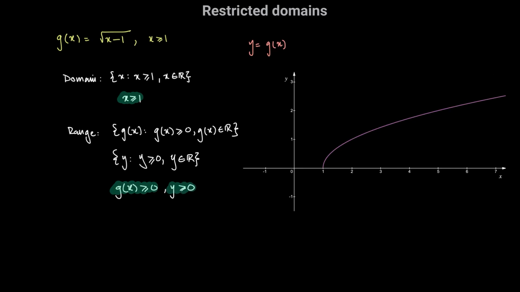So over here, because we were taking the square root of something, and the input was underneath that square root, we know that whatever we're taking the square root of has to be greater than or equal to 0. So the domain over here was restricted by the fact that x minus 1 has to be greater than or equal to 0. Therefore, x has to be greater than or equal to 1. So that gives us our restricted domain here.